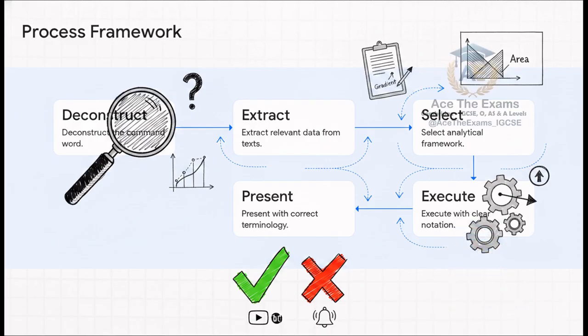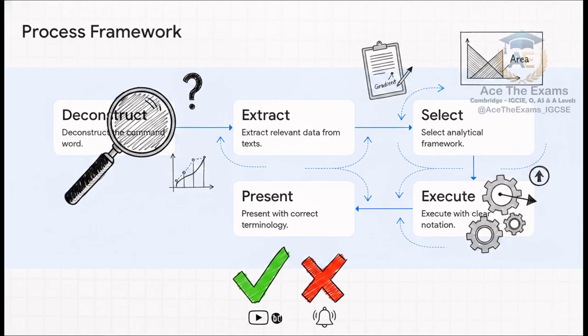Step 2, extract the relevant data from the texts and the tables. Step 3, select your analytical framework. Like we just talked about, are we using the gradient tool or the area tool? Step 4, execute the analysis with incredibly clear step-by-step working. And finally, Step 5, present the final result with the absolutely correct terminology and units. When you structure your answers this way, those red marks instantly transform into green check marks. You're no longer just throwing raw physics facts at the page like Alex did, you're executing a highly targeted, evidence-based operation.